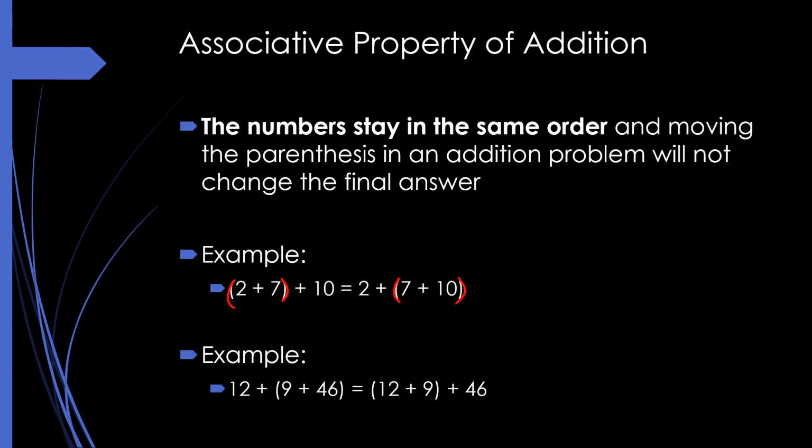So when you're seeing an associative property example, this is where your numbers are not moving around and the only thing that is changing are those parentheses. Okay, so associative, think parentheses. If you see parentheses in your problem, more than likely you are using the associative property.